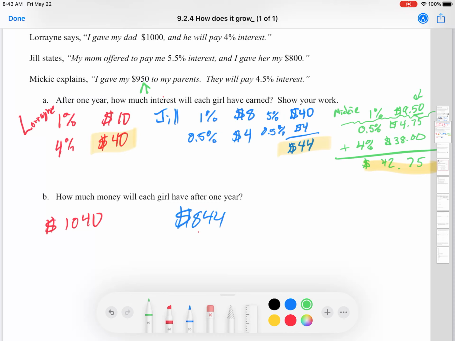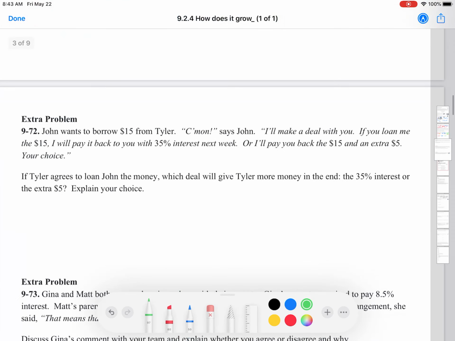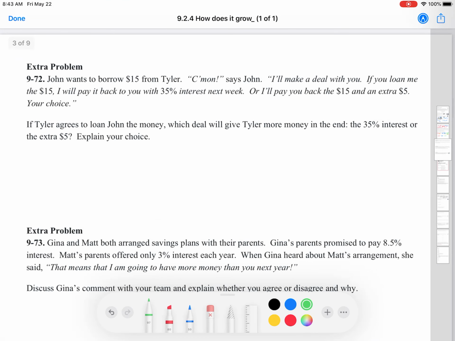4275 plus 950, so that's going to be $992.75. Okay. All right, everything after this is extra problems, so you could just jump right into your work if you wanted to.